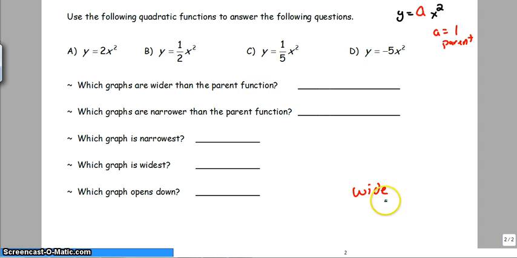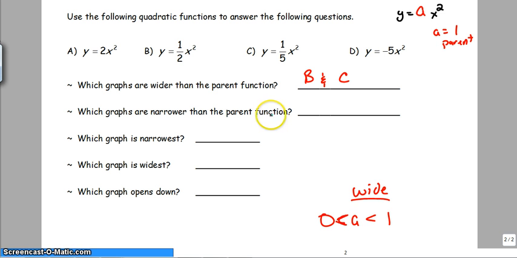For it to be wide, a is going to be less than 1, but greater than 0. So somewhere in that range. 2 is bigger than 1, 1/2 is less than 1, 1/5 is less than 1, -5 is not in that range. So the one that is wider, there's actually two of them, graph B and graph C, are both wider.